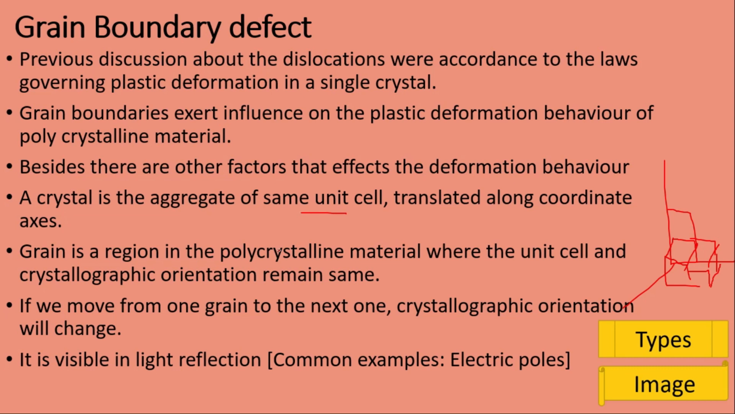crystal. Now what are grains? A grain is a region in the polycrystalline material where the unit cell and the crystallographic orientation remain the same. So not only is the unit cell the same, like the crystal has the same unit cell, but it also has the same orientation. Then we will call that a single grain. Otherwise, if the crystal structure is the same but the orientation is different, we will say that is another grain.